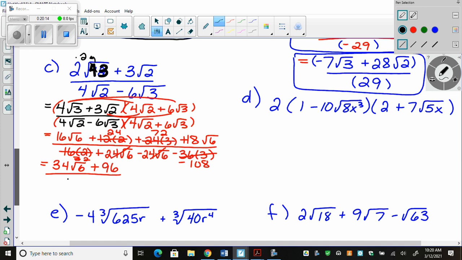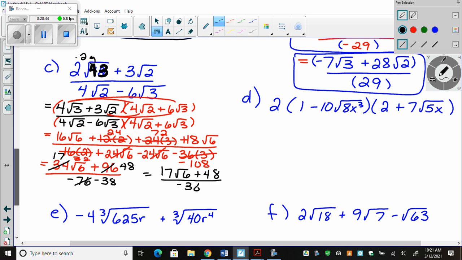Okay. And then they both end in even, so I can take a 2 out. 34 divided by 2 is 17. 96 divided by 2 is 48. And then 76 divided by 2 is 38, so negative 38. So your answer is going to be 17 root 6 plus 48 over negative 38.